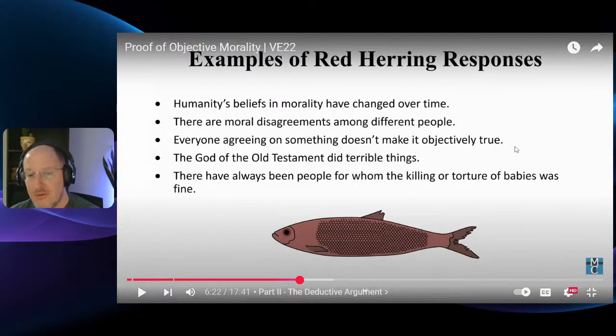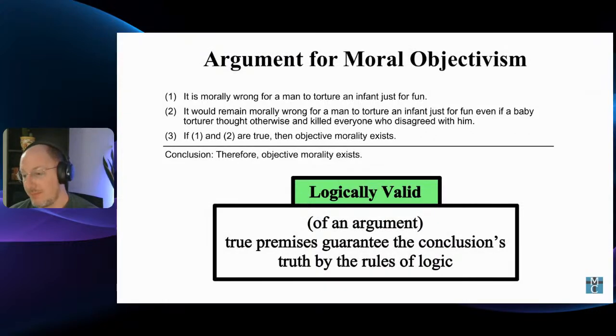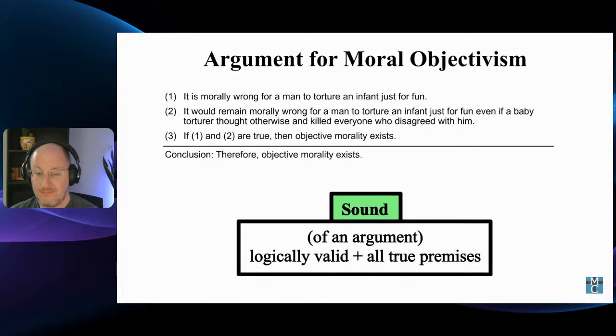There have always been people for whom killing and torturing babies was fine. Yeah, also irrelevant. Remember that this argument is logically valid. Yeah, that's a very trivial thing to point out. This guarantees the conclusion's truth by the rules of logic. Because this argument is logically valid, the only way it can fail to be sound is with a false premise. When considering an objection to a logically valid argument, ask yourself, does the response attack any premise of the argument?